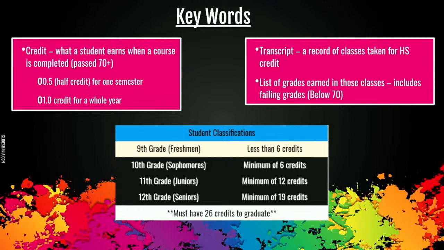Students earn 0.5 credits each semester. So at the end of the year, they earn a whole credit if they pass with a 70 or above for the fall semester, and they pass with a 70 or above for the spring semester. The transcript is the sheet of paper that records all of their classes taken for high school credit. Please remember, some of your babies may have taken some courses for high school credit in junior high. Those courses will also be included on their high school transcript. And note, courses will go on the transcript whether a student passes or fails.